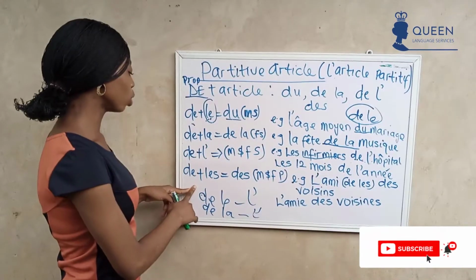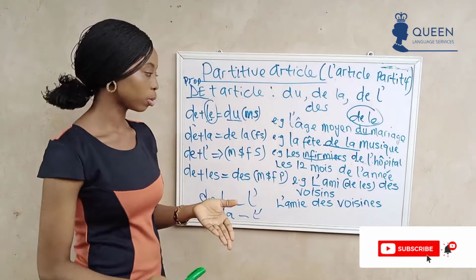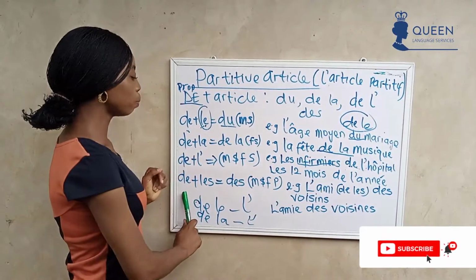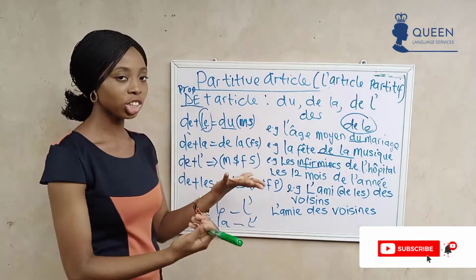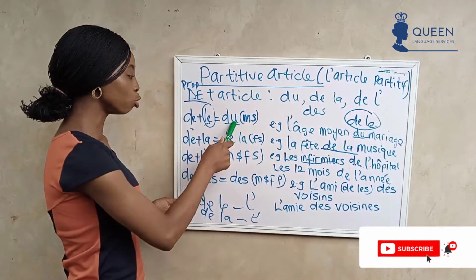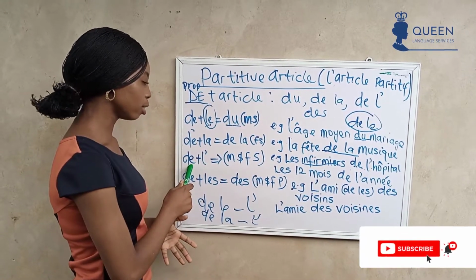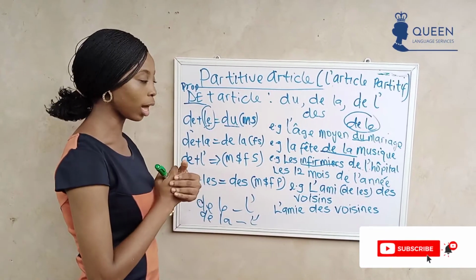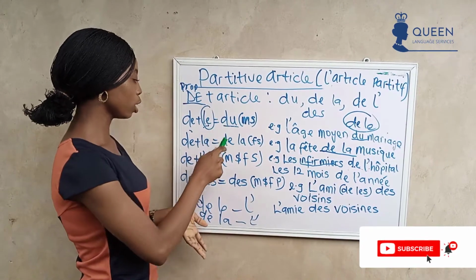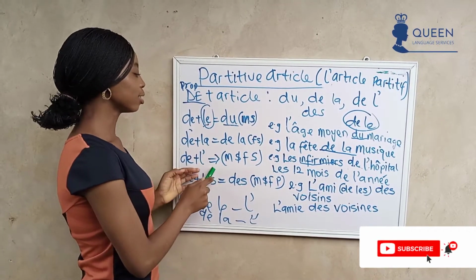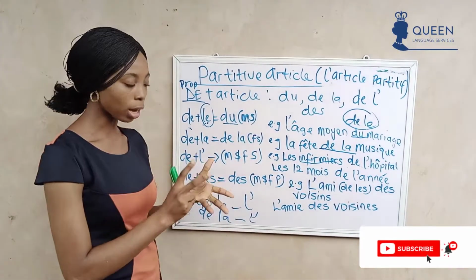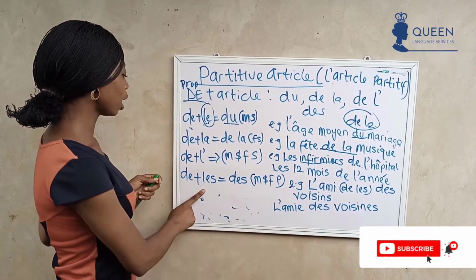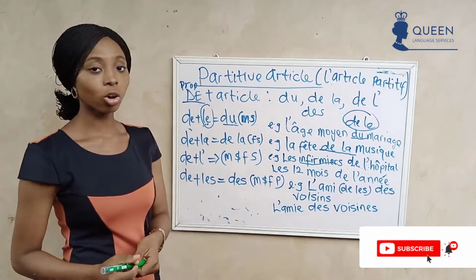We have another one, the last one, which is a plural form. Note that all these are in singular form. This is the plural form for it in French language. So we have du, de la, and de plus l apostrophe. They are all for singular: this is for singular masculine, singular feminine, and this can be for both, but they are singular. And this is the plural form of it. We have de plus les, and it contracts as well.